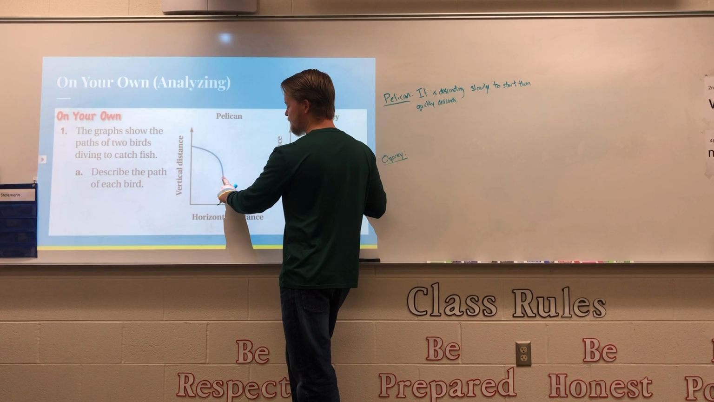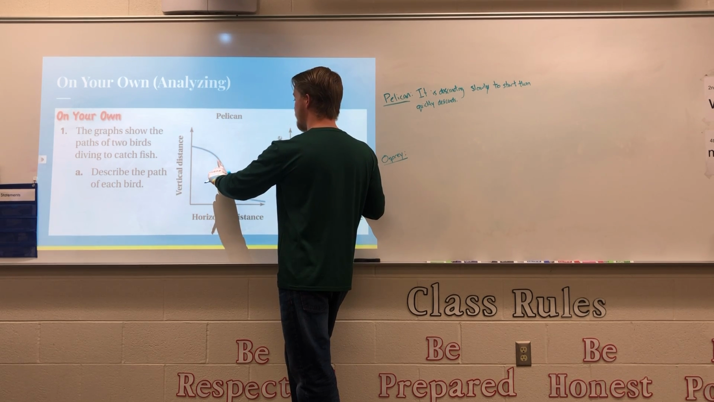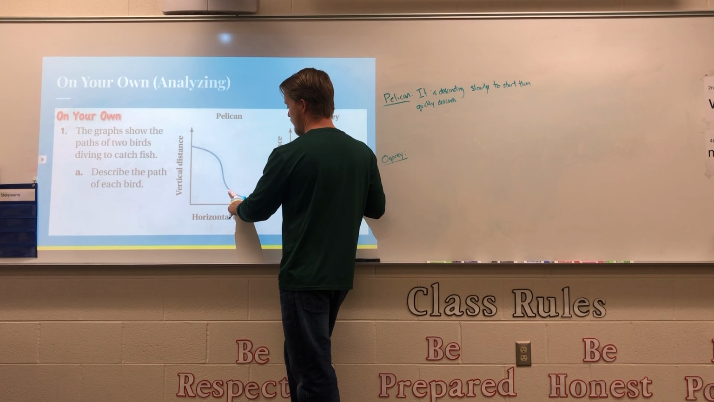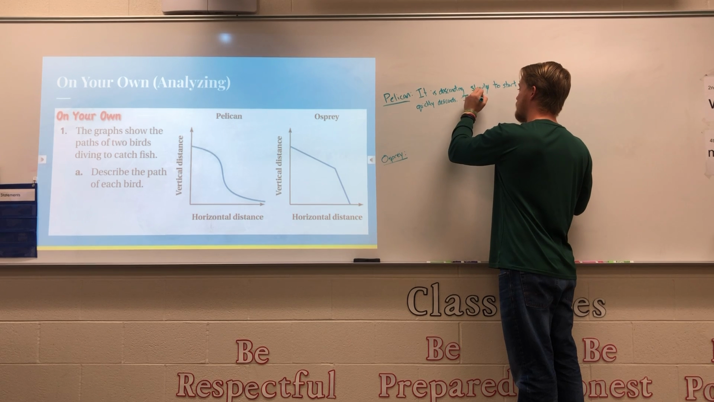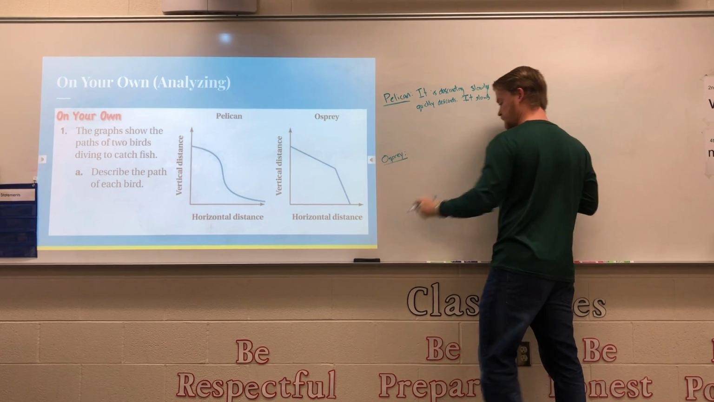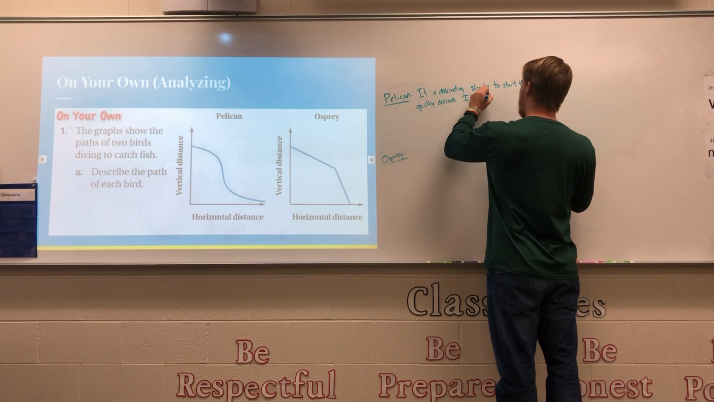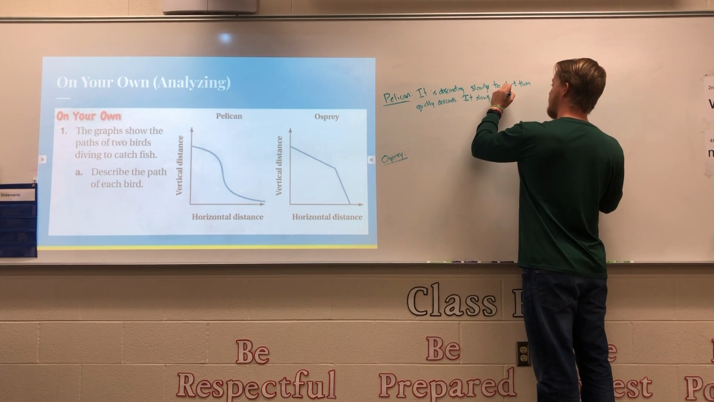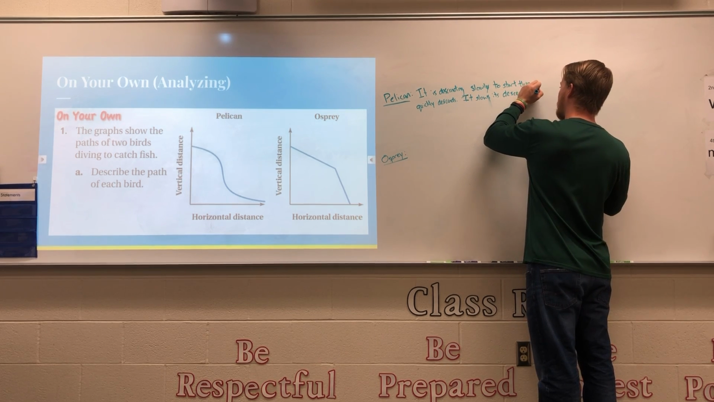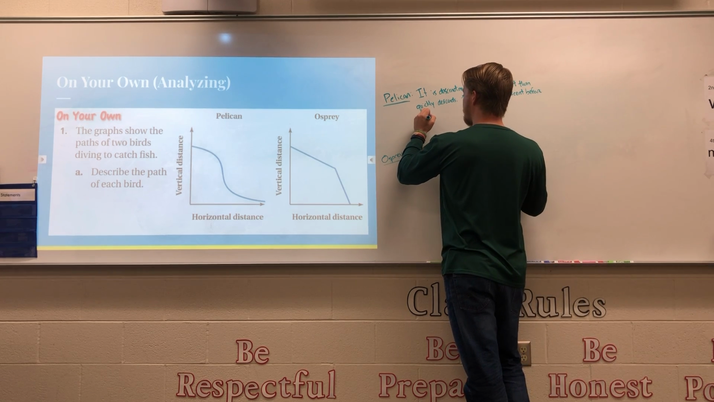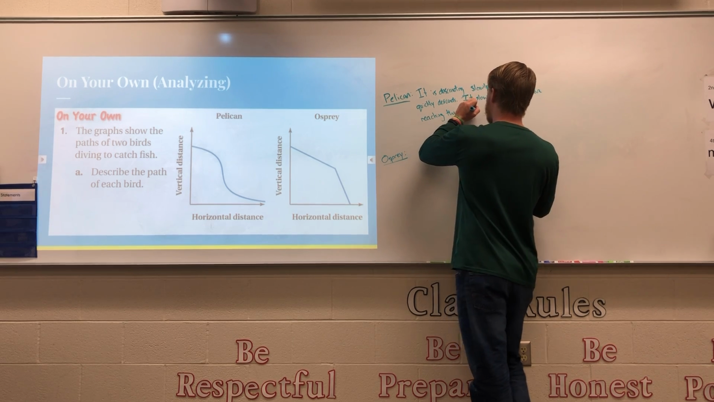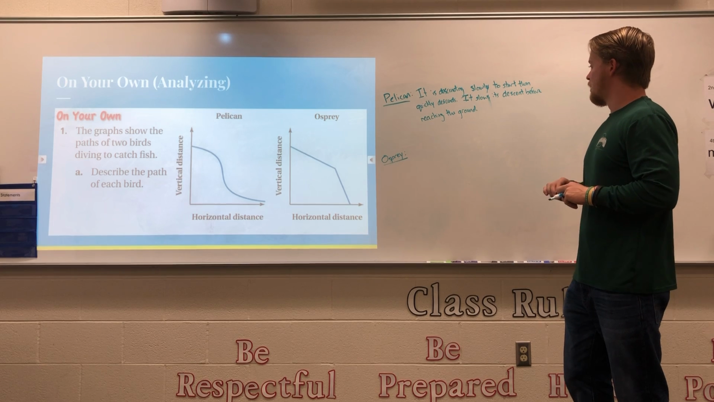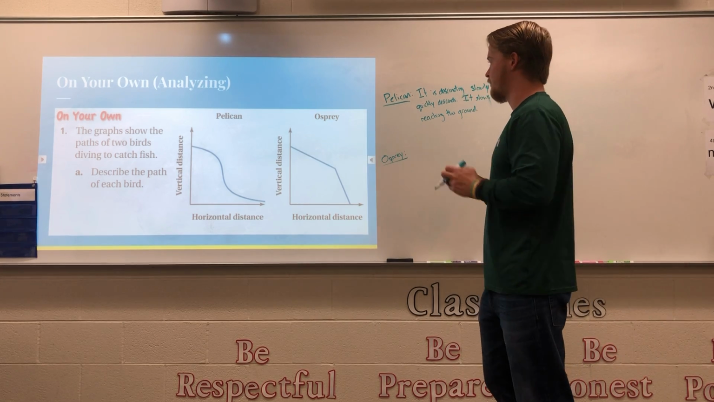So then you can say, after it descends slowly and then starts to descend quickly, it slows up again. So you can even say it slows its descent before reaching the ground. So then it slows its descent before it reaches the ground. Okay, so that's how you could describe your pelican.